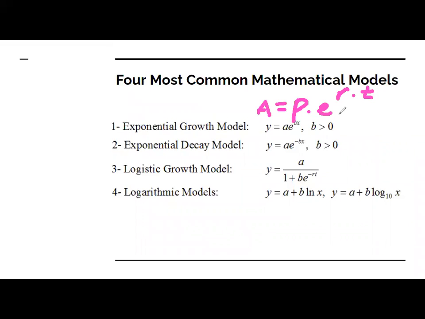But it doesn't just need to be used for bank accounts. It could be used to model all types of things, and we'll look at those things. So it's the same formula, it's just instead of b, we have r, instead of a, we have P, and instead of y, we have A.